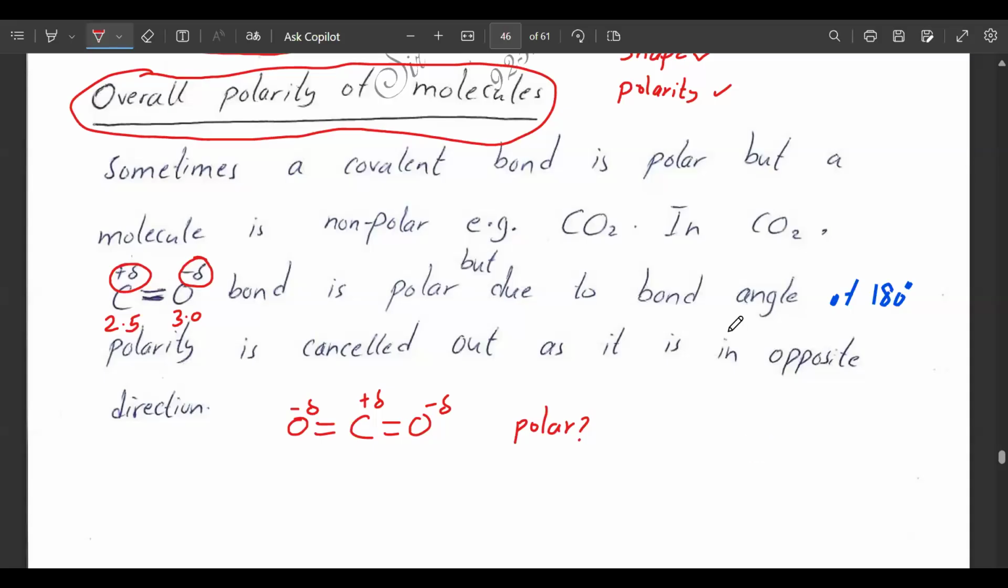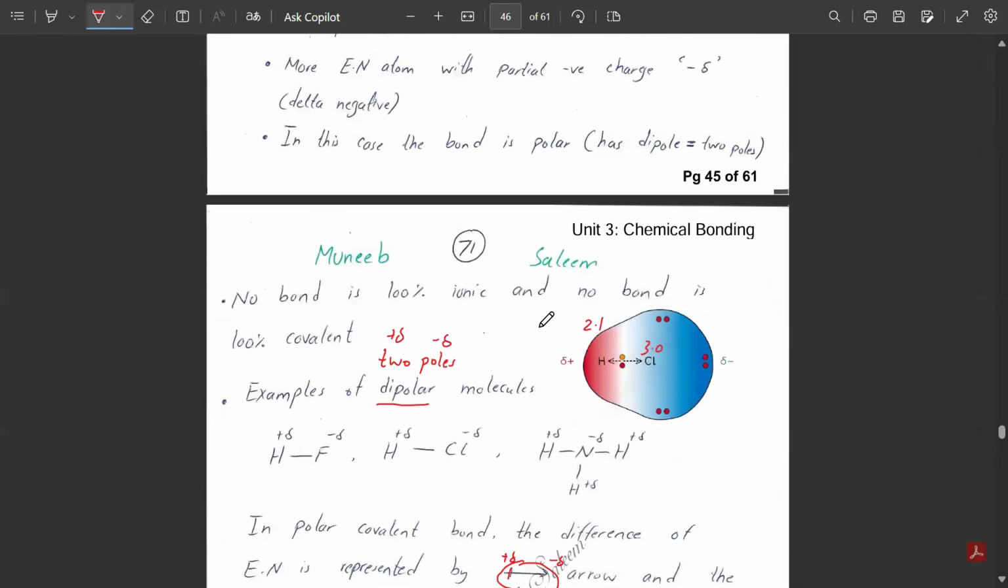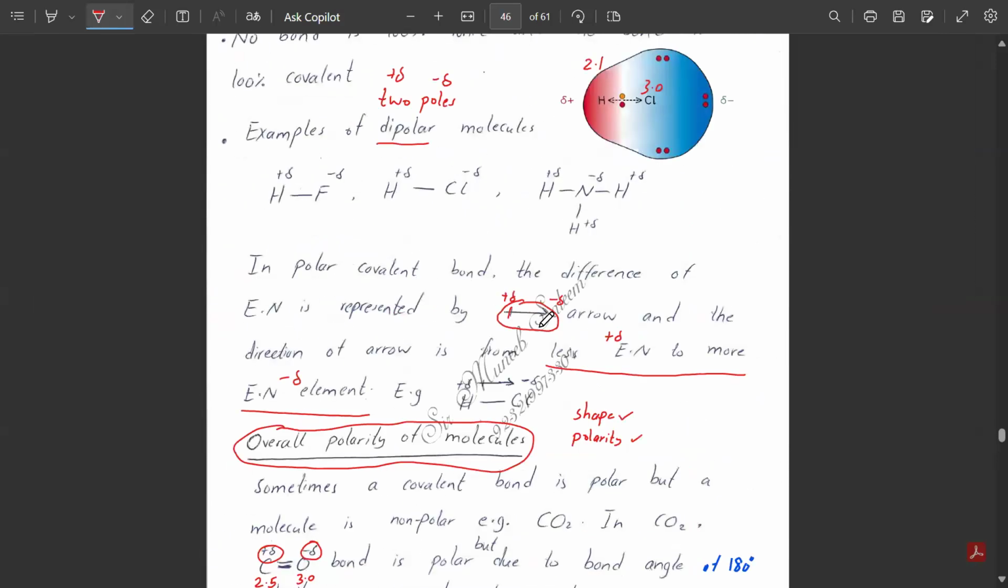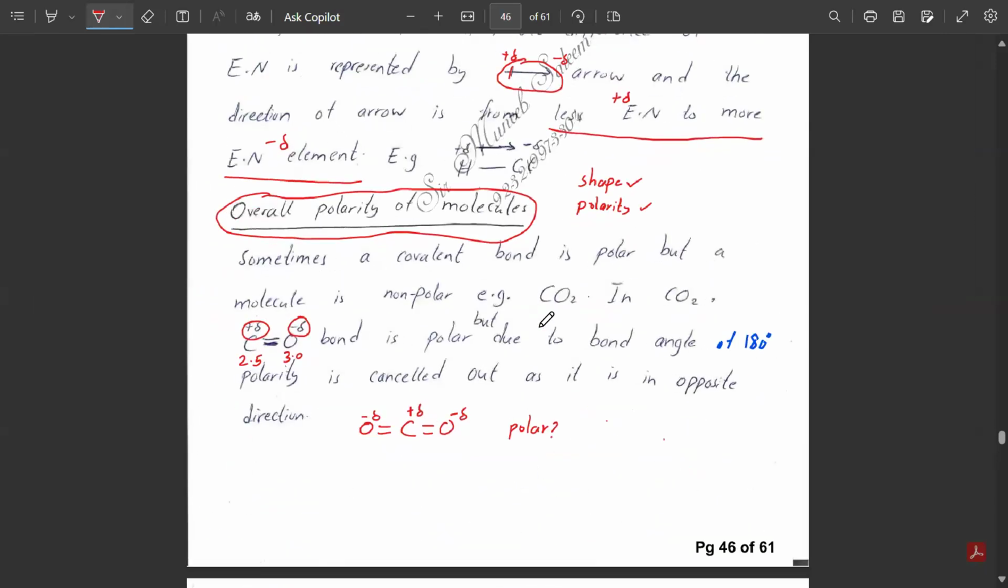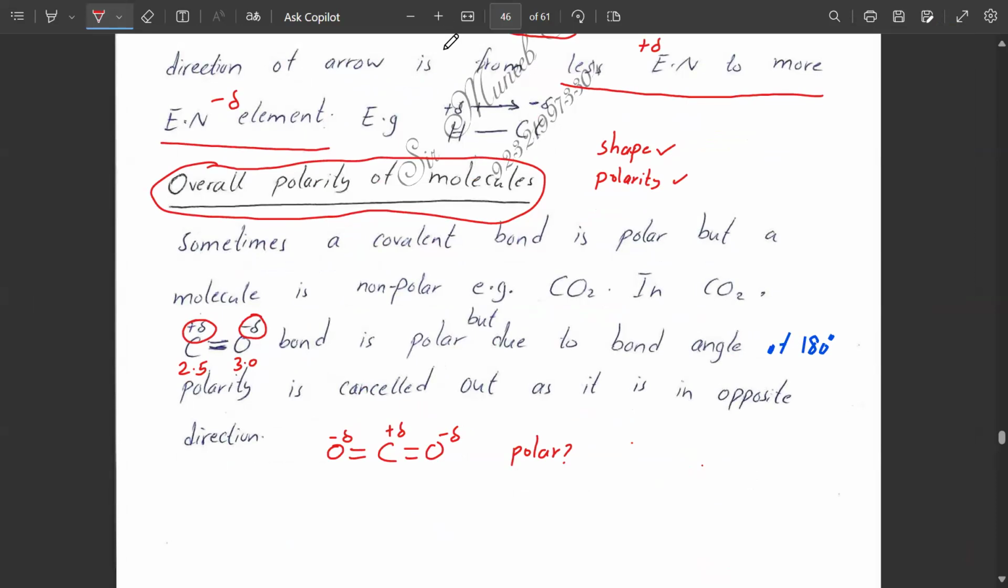So we were doing the chemical bonding chapter, and we had completed up to the point where we were doing the overall polarity of the molecules. So we said that to determine the overall polarity, we are supposed to check two things: the shape of the molecule and the polarity of the bonds.